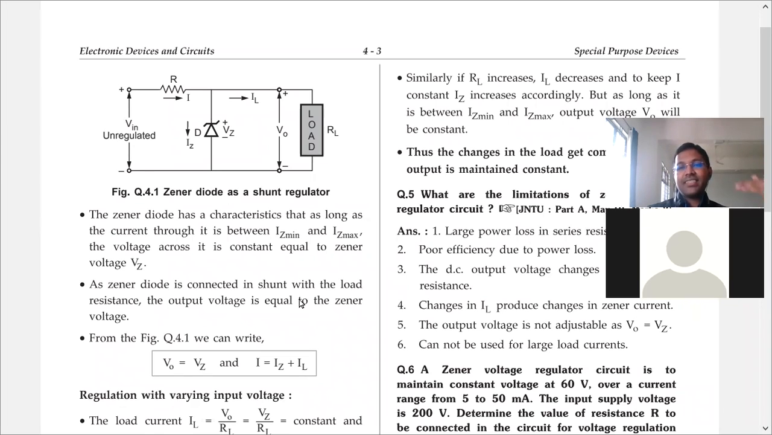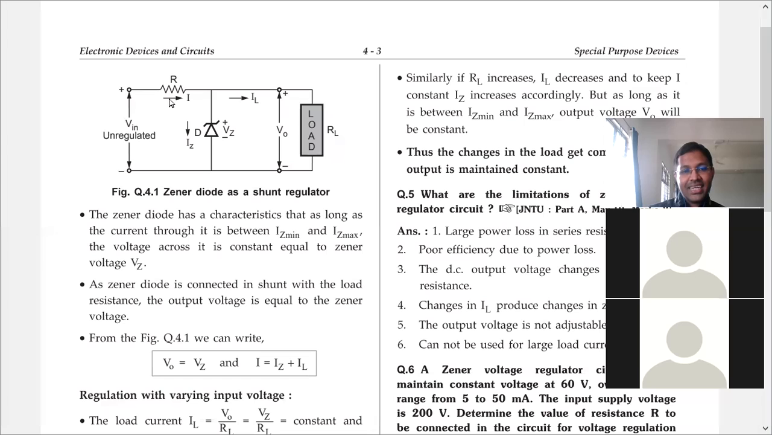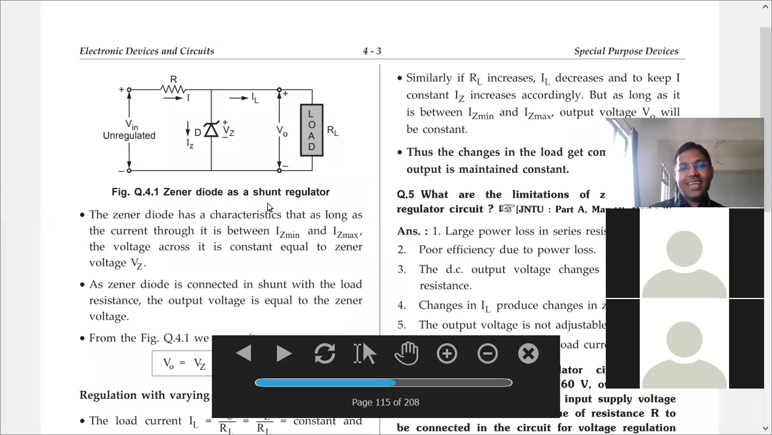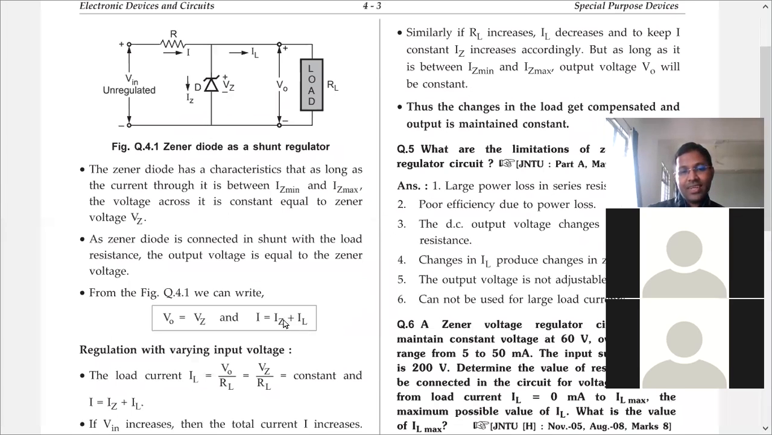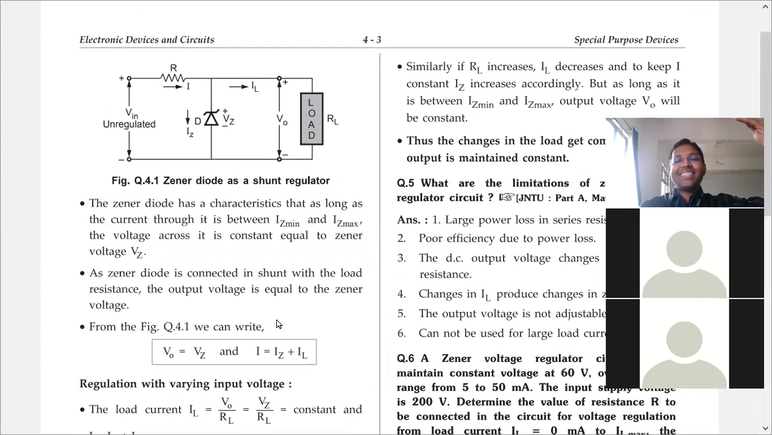If input voltage decreases, I decreases. If I decreases, then among these two, what will decrease? IZ. Very good. So this is what happens. When input voltage decreases, I decreases. When I decreases, IZ will decrease. IL will be constant, and V0 will be constant. Clear? So this is what happens inside your Zener diode as a shunt regulator.